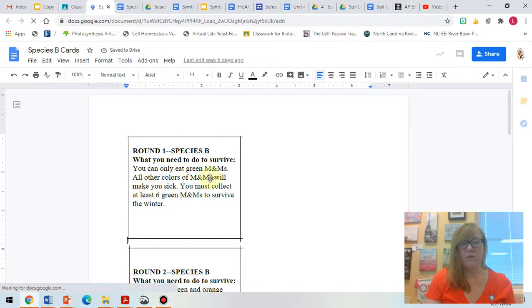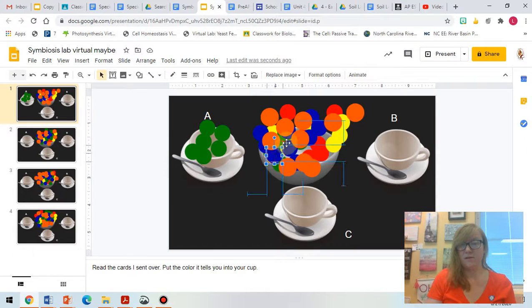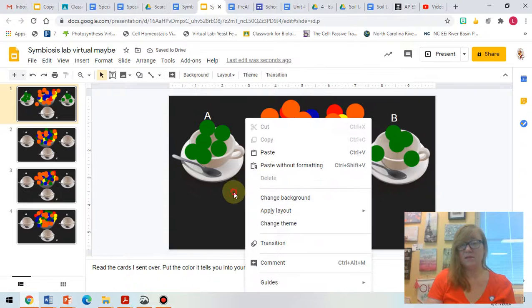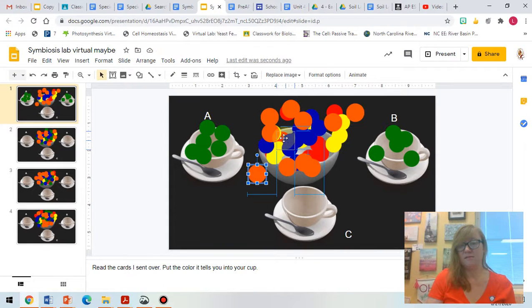Okay, I also can only eat green M&Ms, and I need at least 6. Uh-oh. Well, let me see here. Okay, there's some green. Let me hope I can get 6 here. 1, 2, gotta move some around. There's more. 3. Okay, I'm finding some. 4. Oh, I think that's the last green one. Man, if only A didn't also have green, then I would have had enough to survive. Well, what about C? Do they want green too? Let's find out.